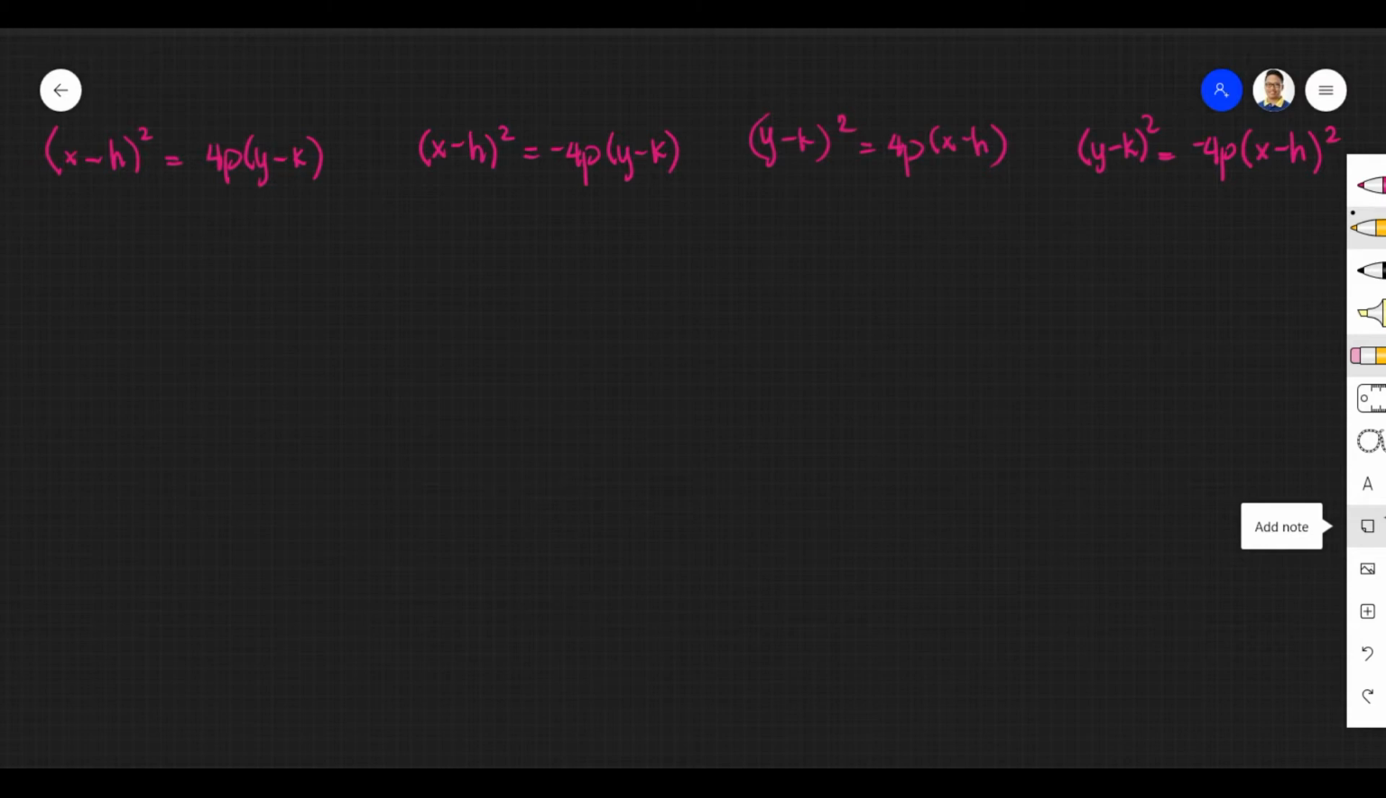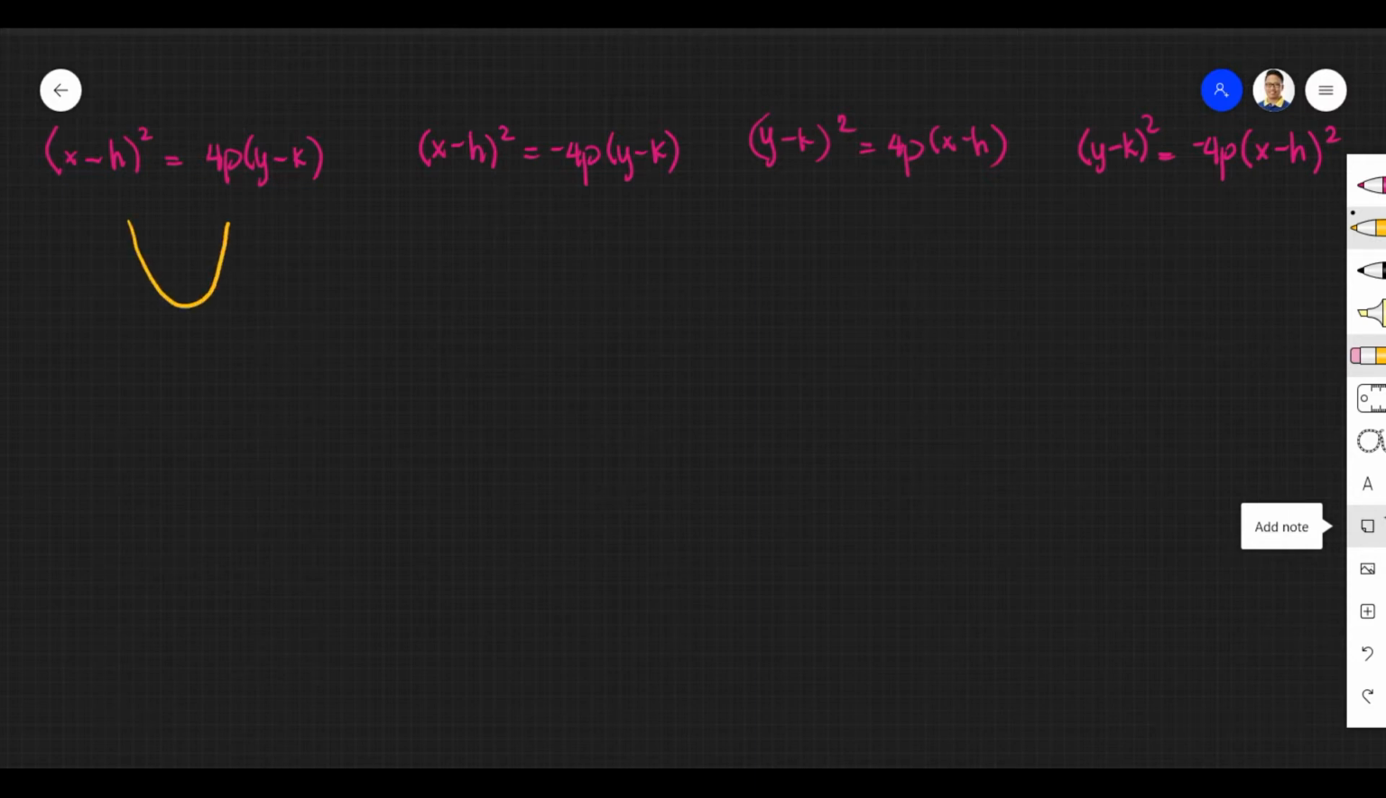Hi, today we are going to learn how to solve parabola equations. If you notice, I have four equations that you can see on your screen. Let's try to show the graph of each equation. The first equation would give you a parabola that opens upward.